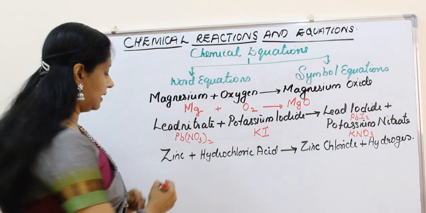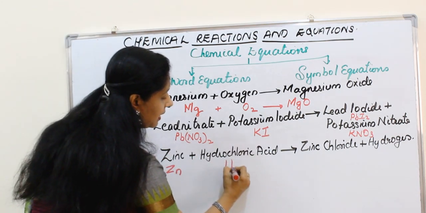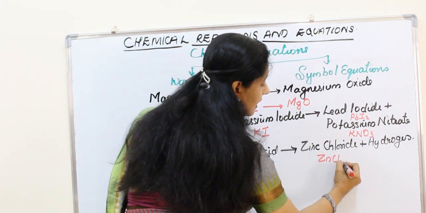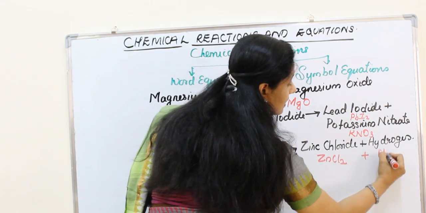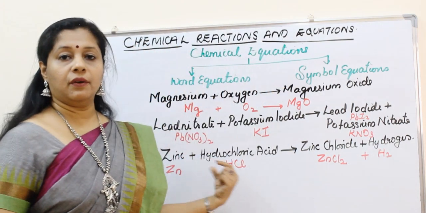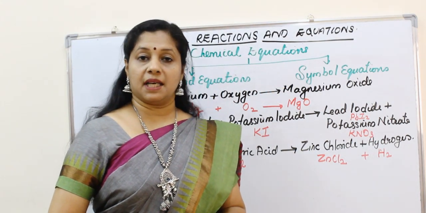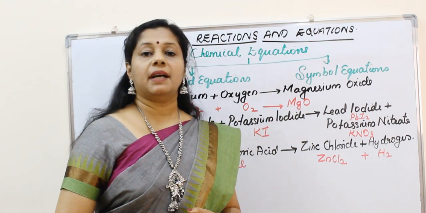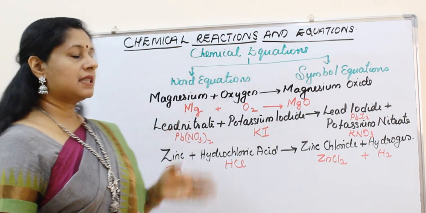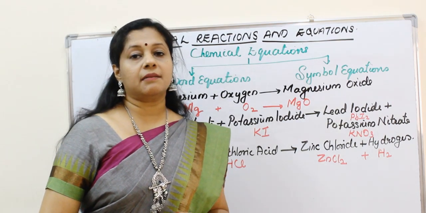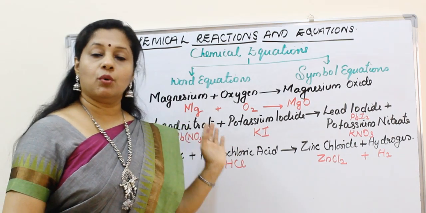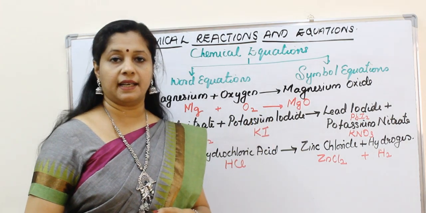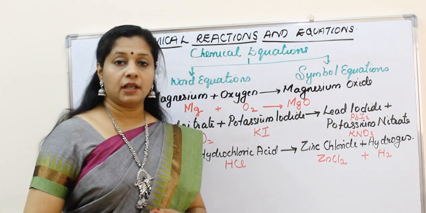Now we have zinc, Zn, and hydrochloric acid, HCl, which gives zinc chloride, ZnCl2, plus hydrogen, H2. So if you represent it like this, it is called a chemical equation, in the form of a symbol equation. But when we write symbol equations, we just have to see that the number of atoms or molecules are the same on both sides. Here if you check the number of atoms on the left-hand side and right-hand side, we may find out that they are not actually the same.